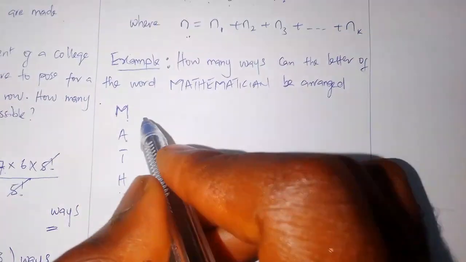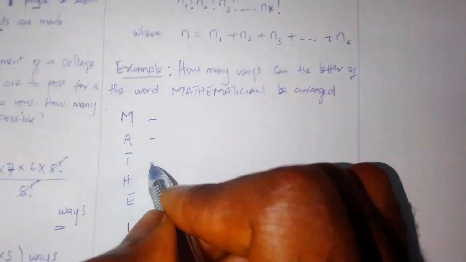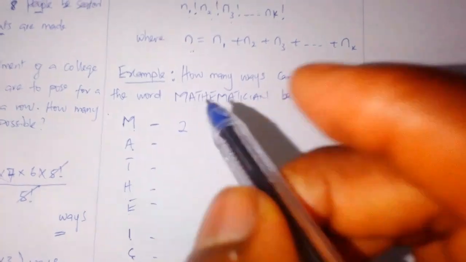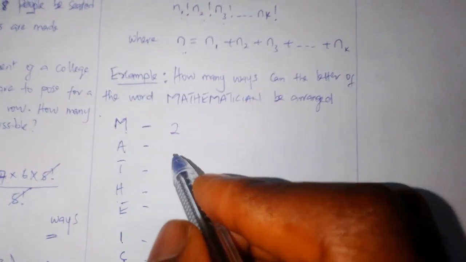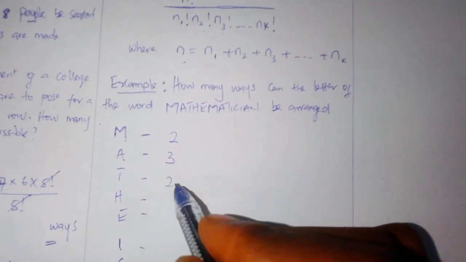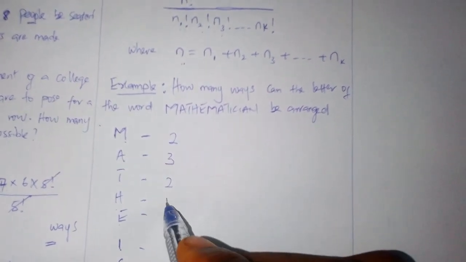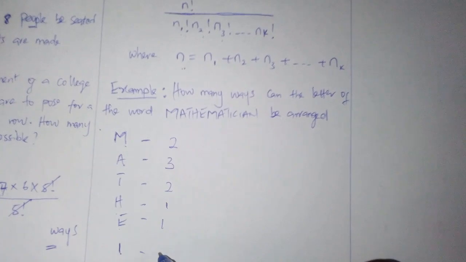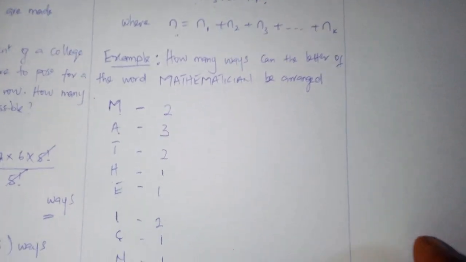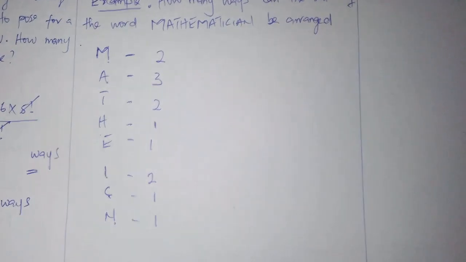Now, how many M do we have represented in mathematician? We have 2. How many A? We have 3. How many T? We have 2. How many H? We have 1. How many E? We have 1. For I, we have 2. For C, we have 1. For N, we have 1.